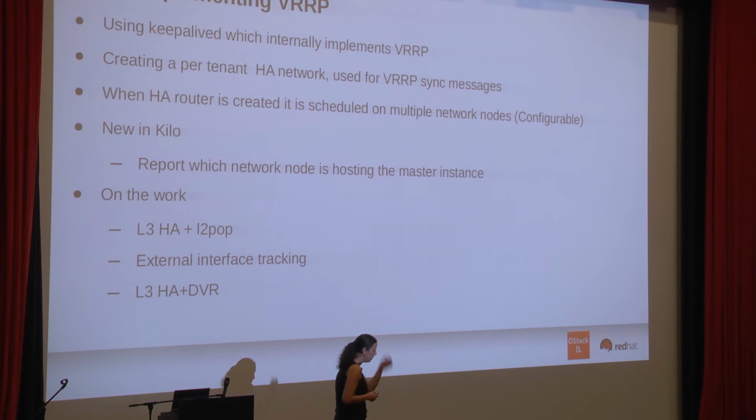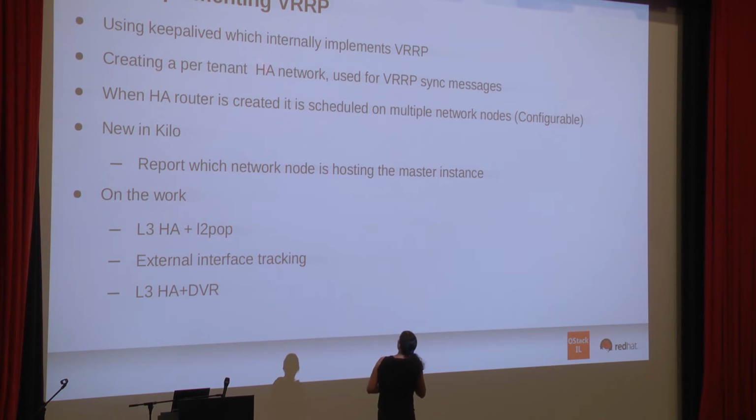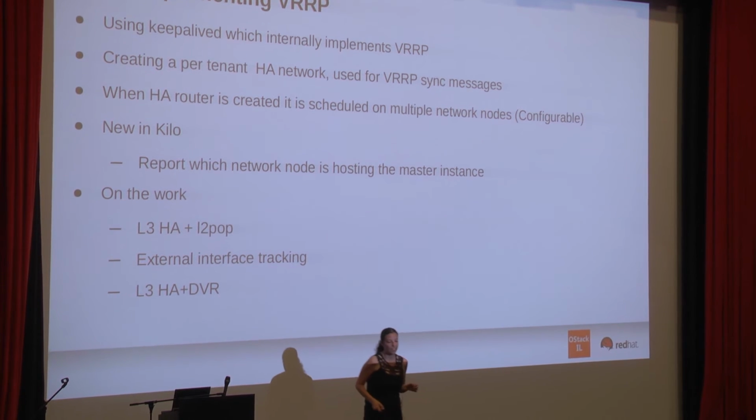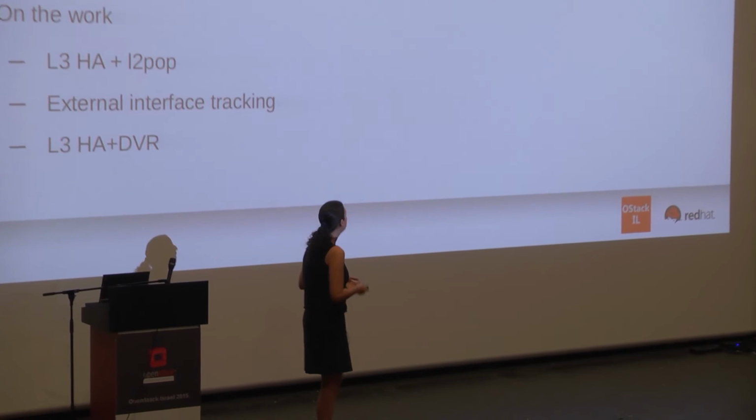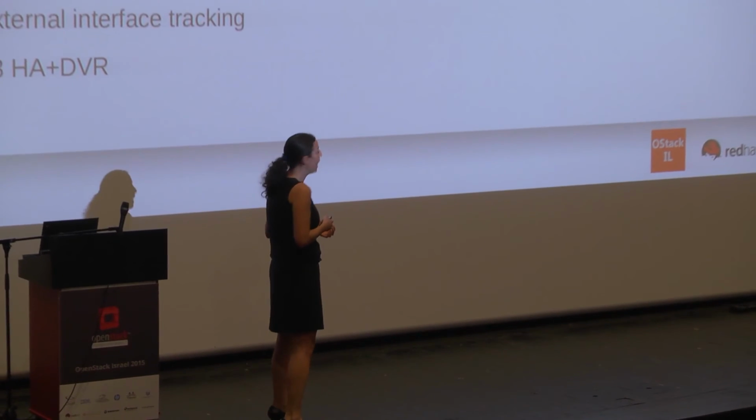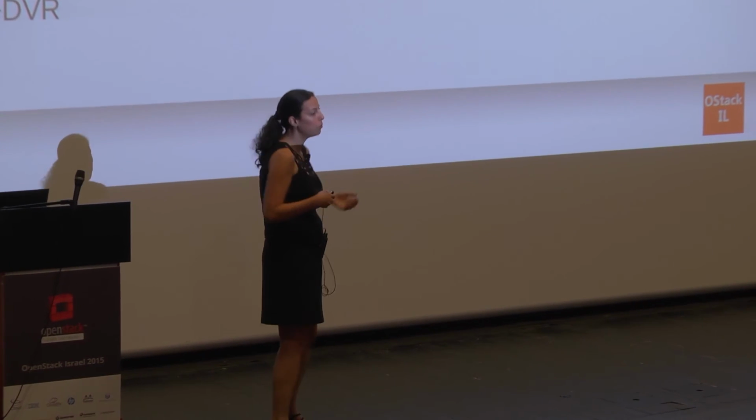So what we did in Juno is we leveraged this protocol by using keepalived. Keepalived already implemented VRRP, which made our life really easy. So we just used that. We created the network for the sync operation by using one of the tenant networks, and that's basically it.